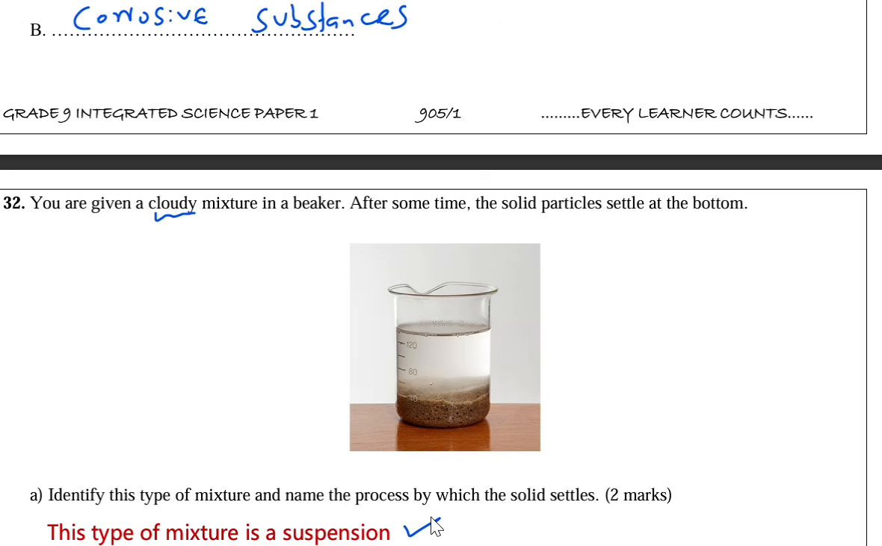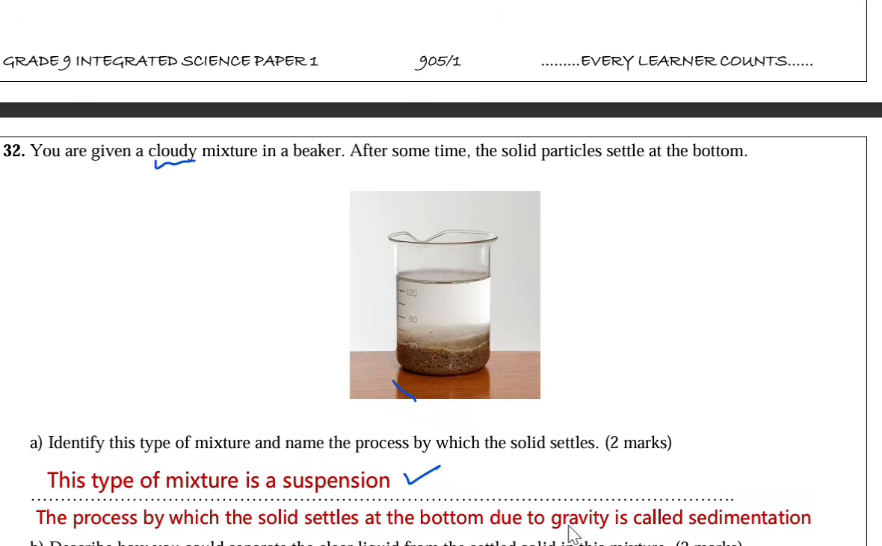Then the process by which the solid settles is called sedimentation. So the process by which the solid settles at the bottom due to gravity is called sedimentation. So the mixture is known as a suspension, and the process is called sedimentation.